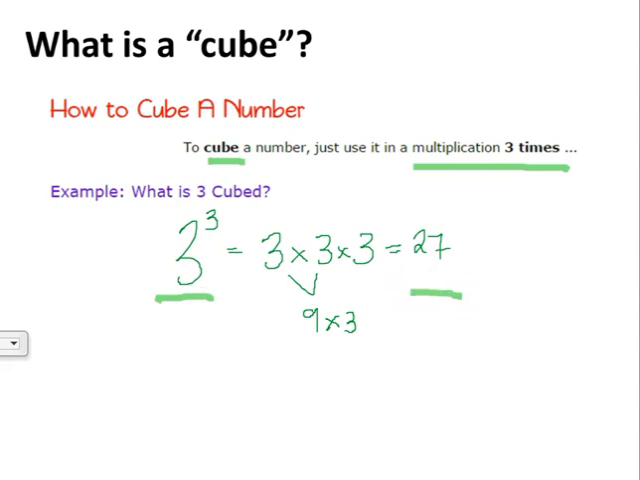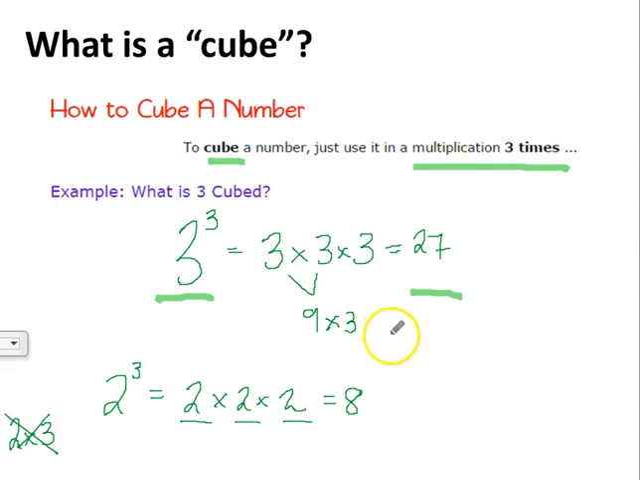Let's do another example. How about 2 cubed? Well, that's going to be equal to 2 times itself 3 times. What 2 cubed is not, is 2 times 3. That is not what 2 cubed is. We take the base number and multiply it times itself 3 times. So 2 times 2 is 4, times another 2 is 8. So that's what it means to cube something. We take the number and multiply it times itself 3 times.